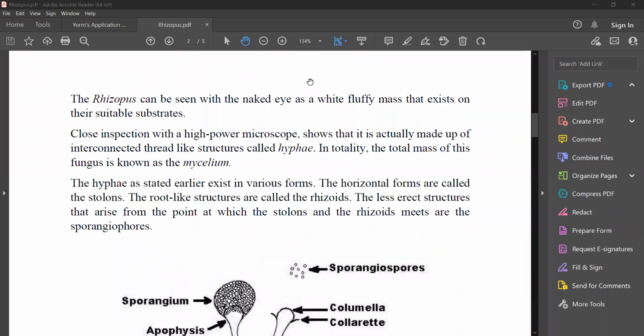To the naked eye, you'll see the Rhizopus as a white fluffy substance, but under close inspection with the microscope, you will find that they are made up of thread-like structures, and these thread-like structures are known as hyphae. You have different forms of hyphae, which we'll look at further down. You see the fluffy mass like a ball of cotton, but under the microscope, they are made up of tiny threads, and these threads, as I said before, are syncytial, multinucleated cells. These thread-like structures are known as the hyphae. And when you put a lot of hyphae together in a total, that's what forms the mycelium.